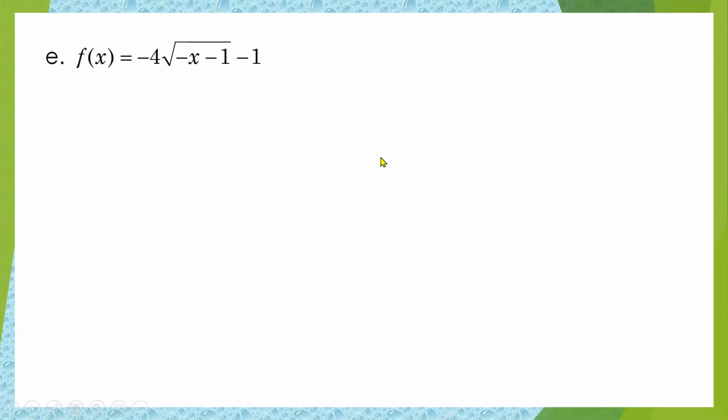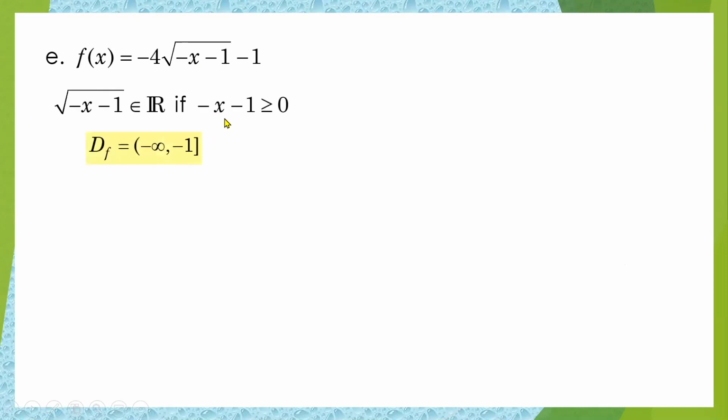Okay. What about that? What is K? Negative 4. Oh, upper, lower. Lower. Opening, left. What is the vertex? Let's solve for negative x minus 1 greater than or equal to 0. So x is less than or equal to negative 1. So this is the domain. What is the vertex? Negative 1, negative 1. No? Negative 1, this is your x, and this is your y value for the vertex.